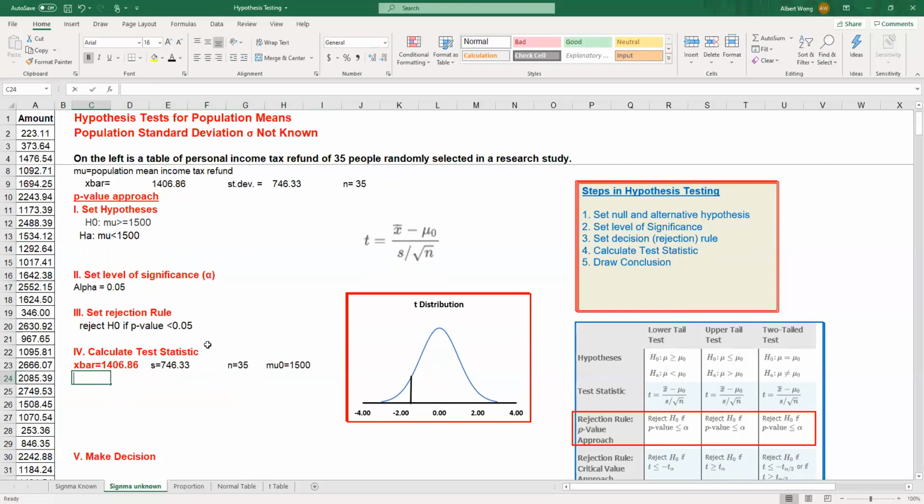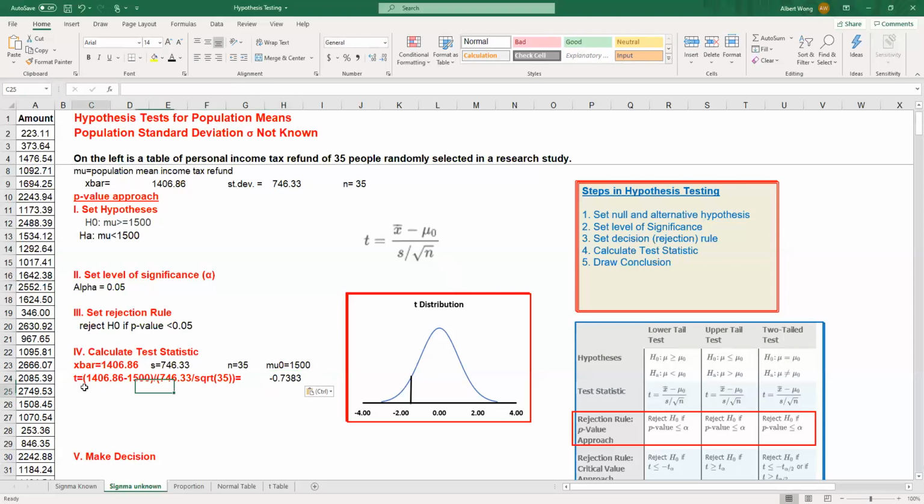The test statistic compares what you see, which is from the data, 1406.86, with what you want to test, which is 1,500, taking into account the variability, which is 746.33, divided by the square root of the sample size, which is 35. That number should be equal to a number that we calculate, and we can use Excel to calculate that if you want, which is equal to negative 0.7383.